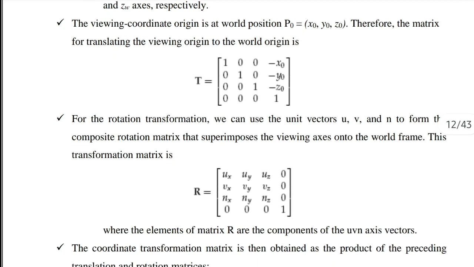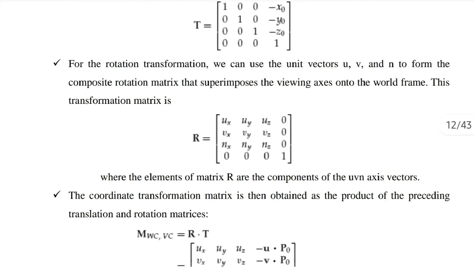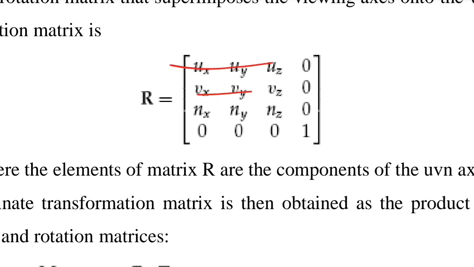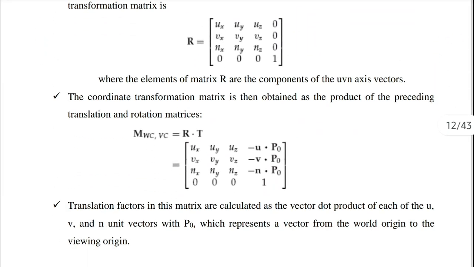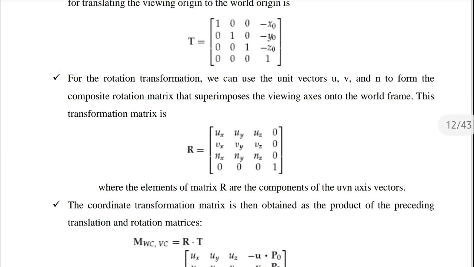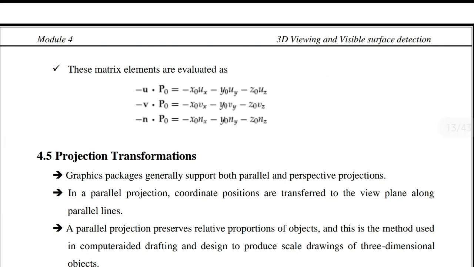Okay, so these are the formulas given. For the translation, you will do minus x naught, y naught and z naught, and for the rotation you will use ux, uy and uz, vx, vy and vz, nx, ny and nz. This u and v are just like x and y, and n is for z. So this is how we perform rotation in the world to viewing coordinate. These things you need to remember. If you multiply, what will be the result? In this video, I am just telling you what these things mean, but the memorization of these things is totally up to you. So you have to memorize these things in whatever way you feel is beneficial for you.